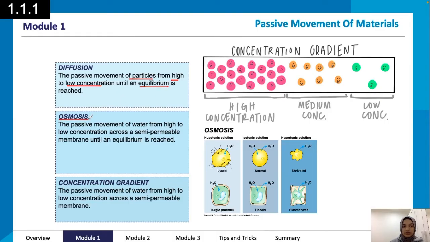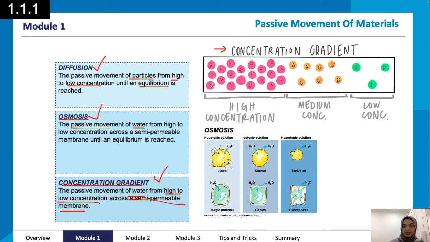Particles. Osmosis is the passive movement again of water from high to low concentration across a semi-permeable membrane until equilibrium is reached. And finally, concentration gradient, which I have got the diagram over here, is the passive movement of water from a high to low concentration across a semi-permeable membrane. So you can see the differences between them, right? You want to be able to identify the differences between diffusion, osmosis, and the concentration gradient.